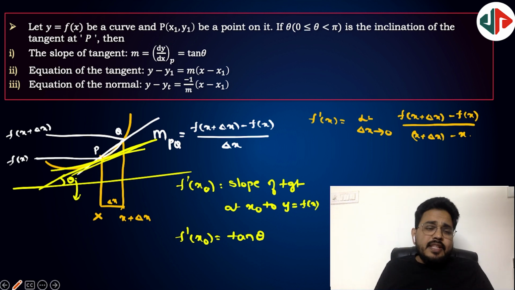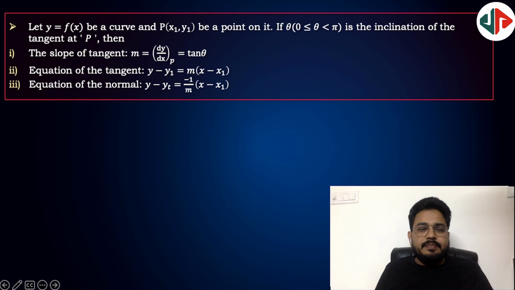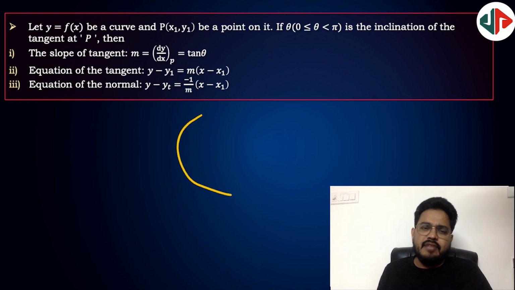Now, what is meant by a normal? For any curve y is equal to f of x, let us say this is a tangent touching at this point. This point is called the point of contact. A line perpendicular to the tangent passing through the point of contact is called the normal. This is called the tangent, and this is called the normal.